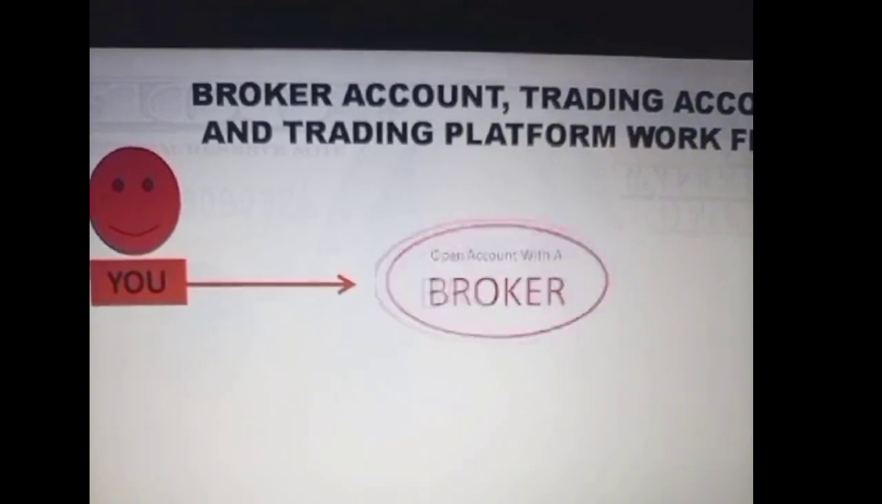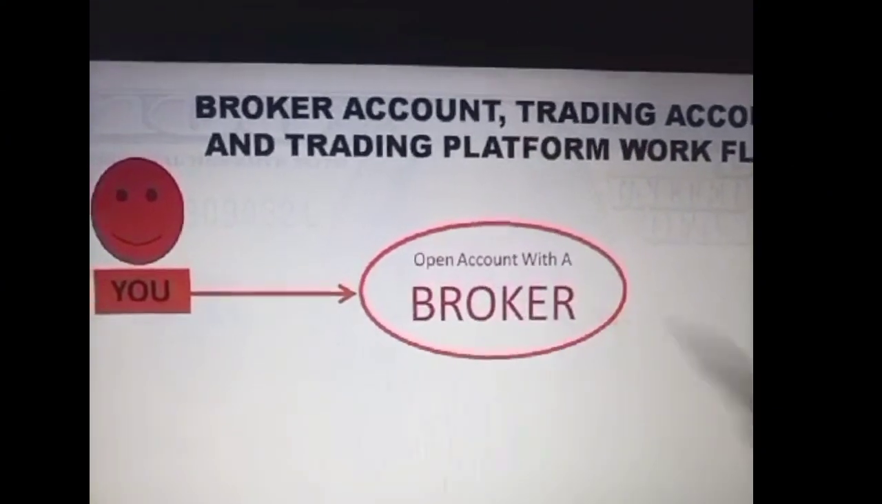So you want to trade Forex? Let me show you the connection between the broker account, the trading account, and the trading platform. So this is you. And then the first thing you need to do is to create an account with any broker of your choice. Please do work with my recommended broker.